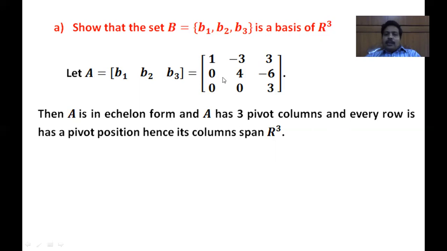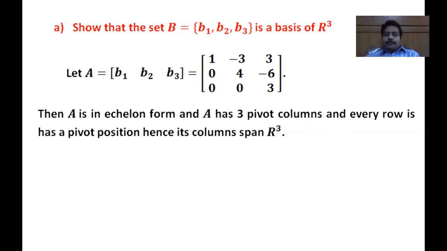And every row contains a pivot position. Since every column is a pivot column, the columns are linearly independent, and since every row contains a pivot position, the columns span R3. So since both the conditions of a basis are satisfied, the given vectors form a basis for R3.